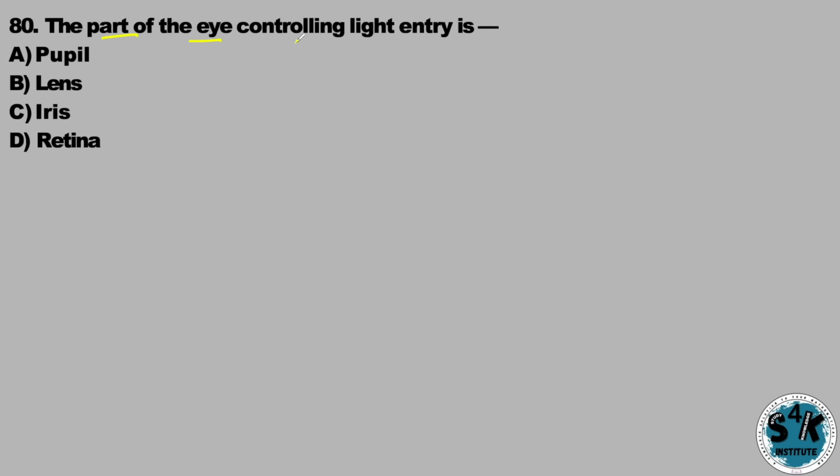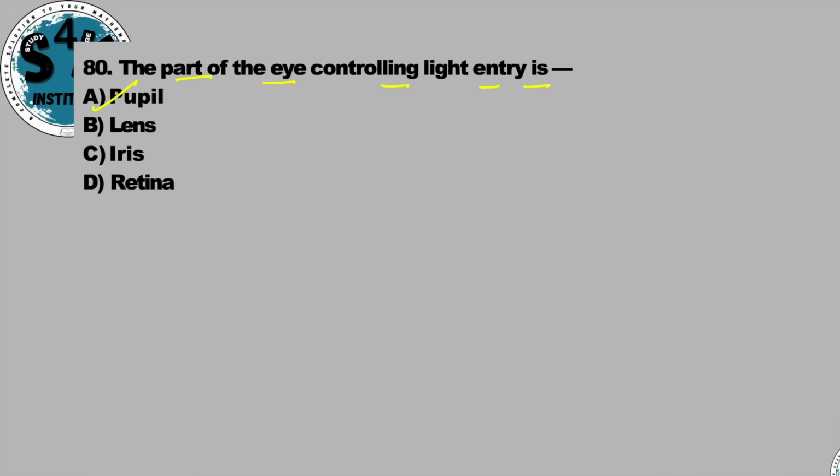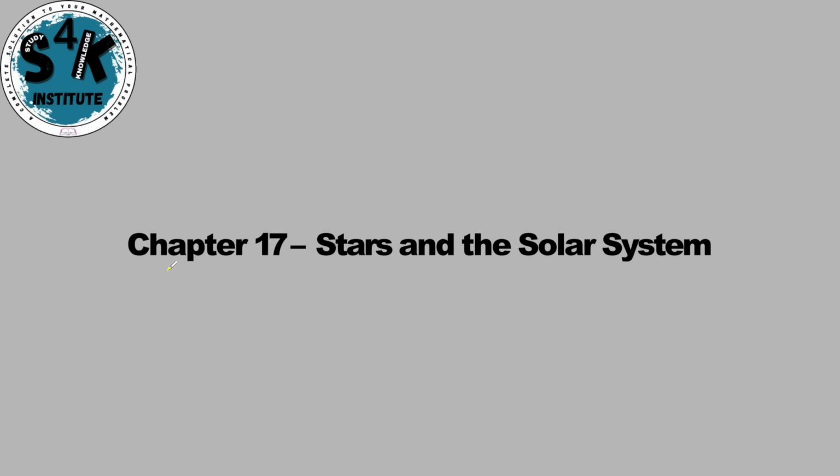The part of the eye controlling light entry is called, what do we call that which is controlling the light? It is the pupil. Okay, let's do the next chapter. Chapter 17, stars and the solar system.